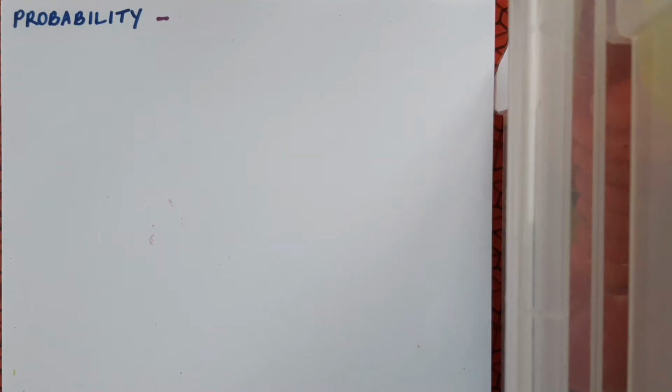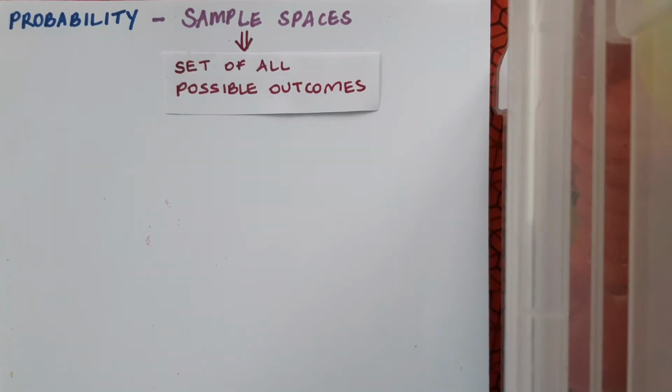In this video on probability, we'll be looking at sample spaces. So first of all, let's define what a sample space is. A sample space is the set of all possible outcomes. There are three types that we encounter on our course.